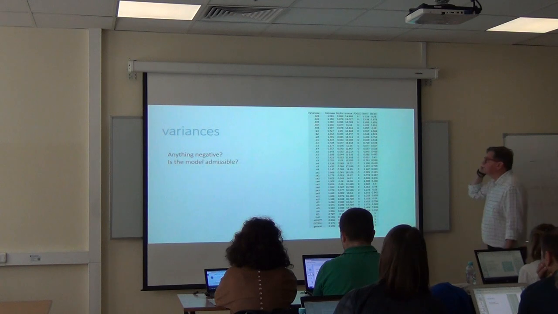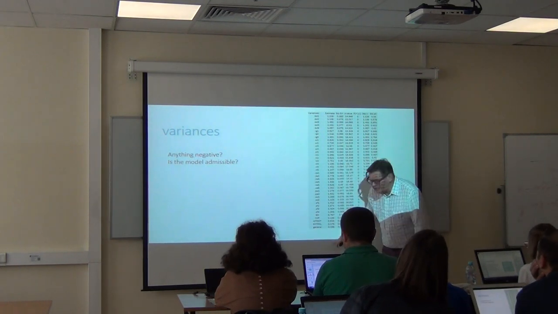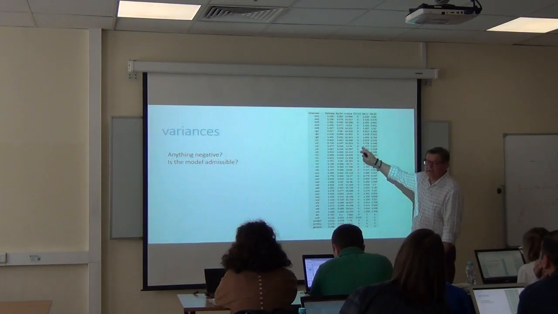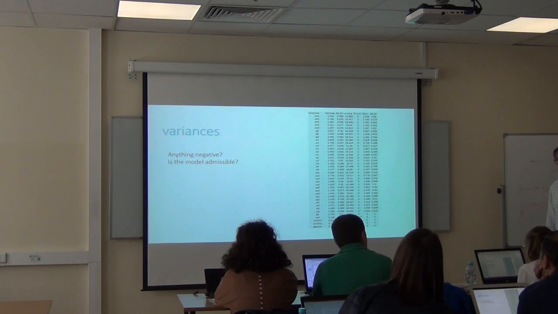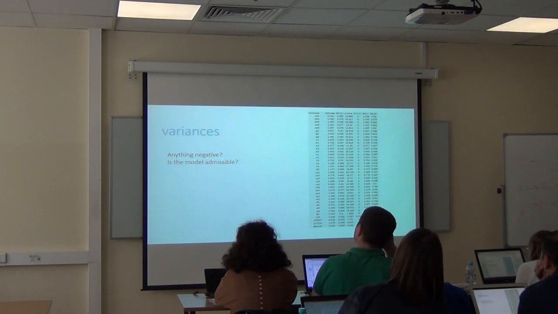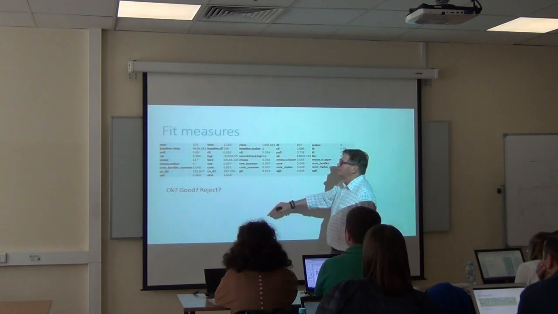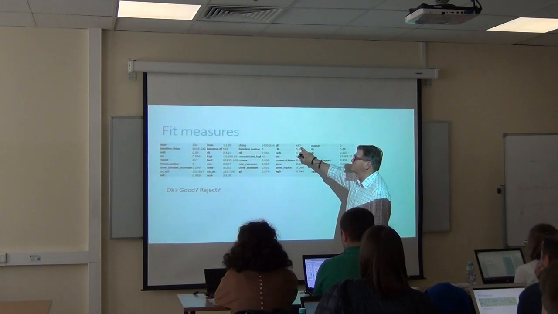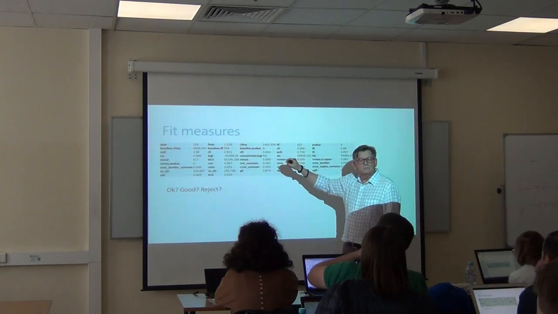And the variances, yay, nothing negative. 0.001, yay, good. At least I don't have any warnings and problems. Fit, is it a good fit? Chi-square, 1,405, 450. So that's 5 into 15, it's around 3-ish. That would be okay.